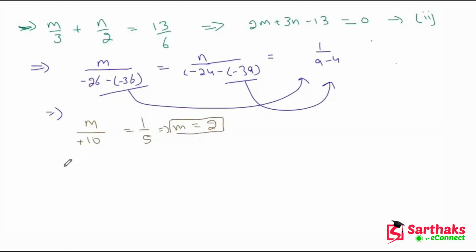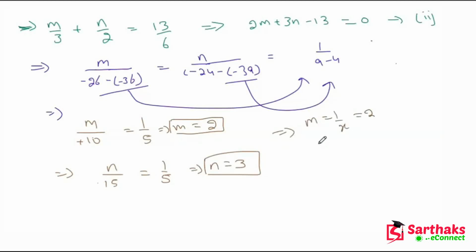And if you talk about n, n upon 15 equals 1 upon 5, then we have n equals 3. So we have two values, m equals 2 and n equals 3. Now m equals 1 upon x, which equals 2, so we have x equals 1 upon 2. What is the value of x? The value of x is 1 upon 2. And n equals 3.